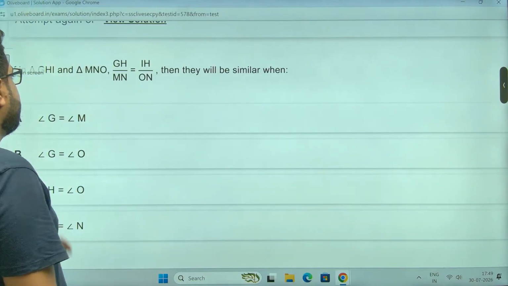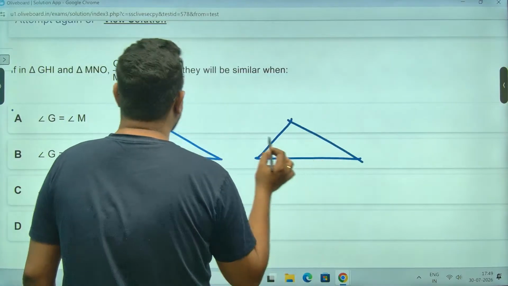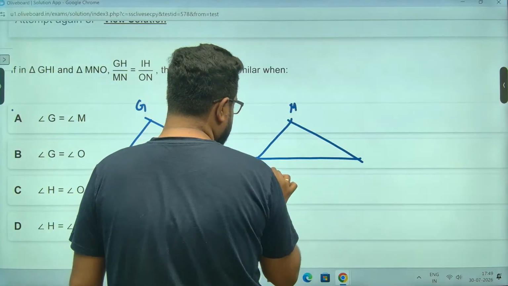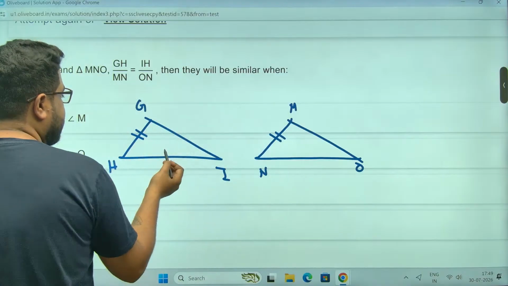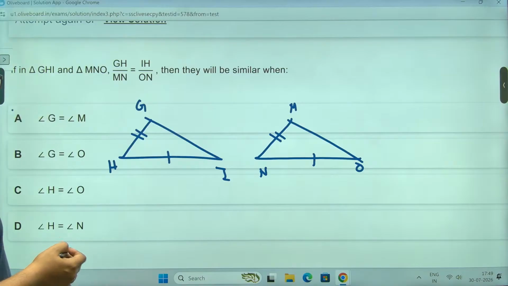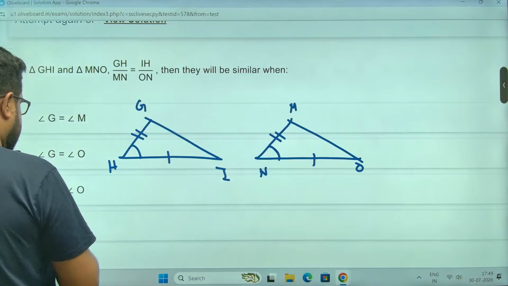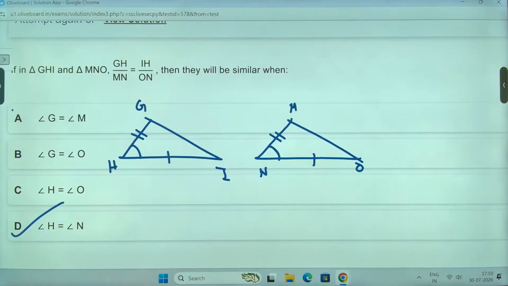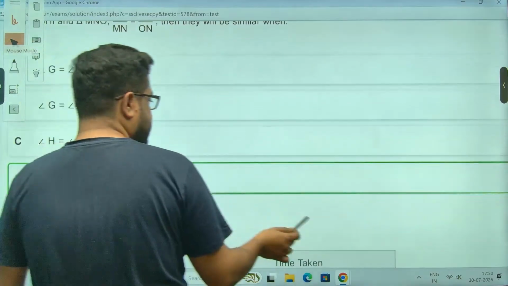Similar triangle. Okay, chalo, let's draw this. Two triangles, GHI and MNO. GH by MN, they are given. IH and ON, they are given. So this is similar when which of the angles are equal? This angle must be equal to this angle. So H equal to N. Option D is the correct answer. Very, very simple question. Chalo, next one.